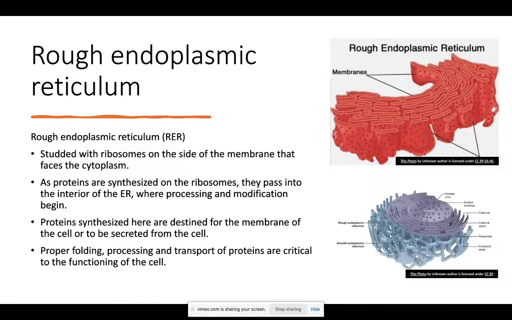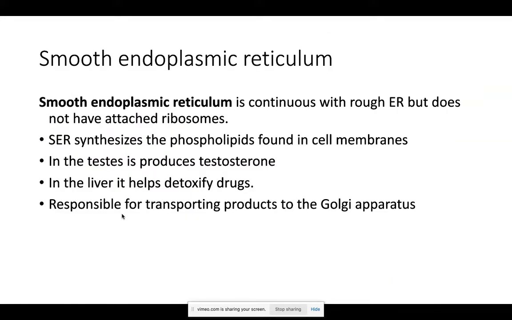Here, this is again the rough ER. The rough ER is studded with ribosomes on the side of the membrane that faces the cytoplasm. I just want you to realize that protein synthesis occurs here. Smooth ER is continuous with the rough ER, but does not have attached ribosomes. That's a major thing. The rough ER has attached ribosomes. The ribosomes are responsible for protein synthesis. The smooth ER does not have ribosomes. It doesn't produce proteins. Instead, it's responsible for detoxification. I want you to realize that, detoxification.